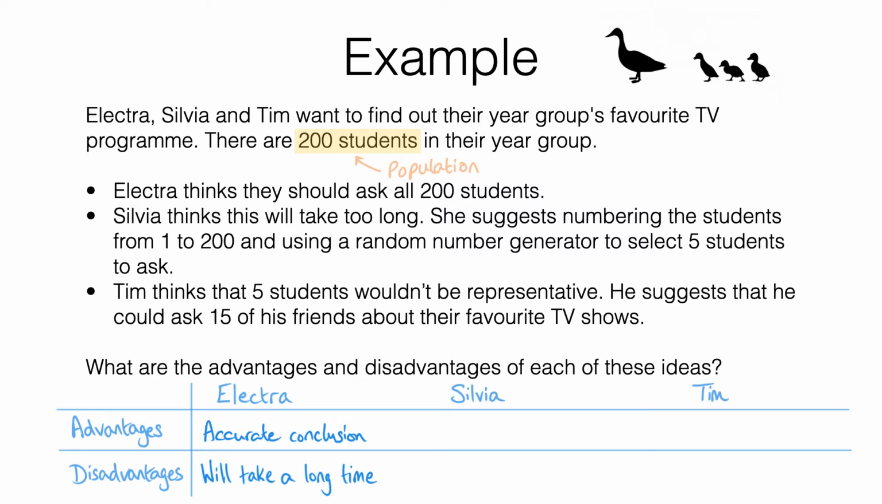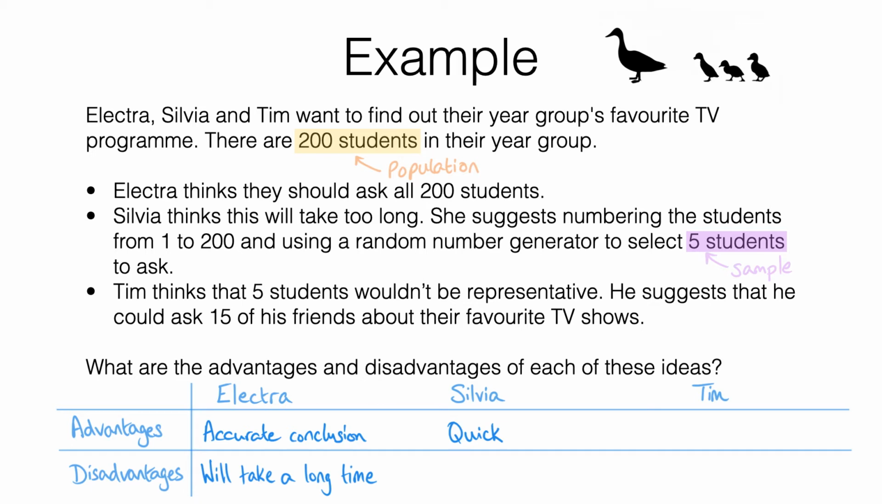Let's have a look at Sylvia's idea. She wants to number the students from 1 to 200, and using a random number generator, she can select 5 of them. We say that this is selecting a sample of the population. A good thing about selecting a sample like this is that it can save time. Sylvia can get a very quick result by asking just 5 people.